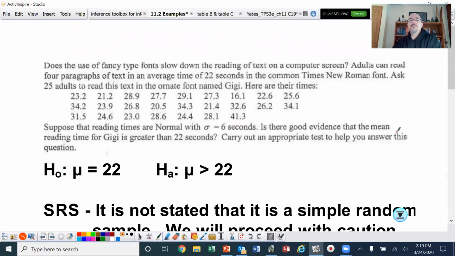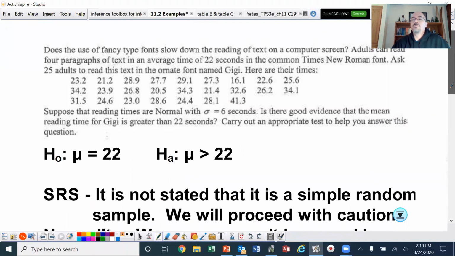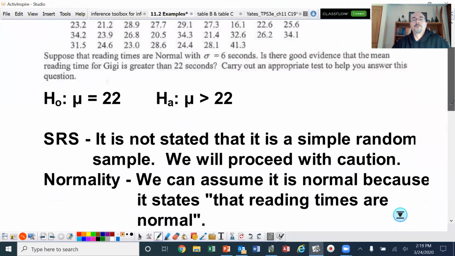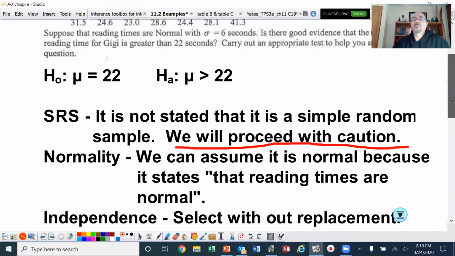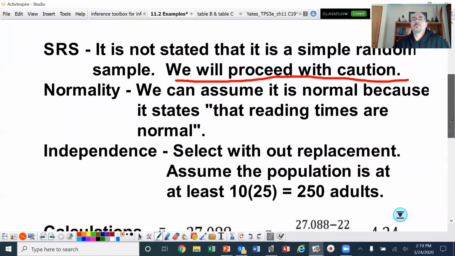All right, here's another one. Okay, I'm going to scroll through it fairly quickly. Pause if you need to. Oh, notice it did not say it's a simple random sample, so look what we wrote. Okay, look at what I wrote for normality. Remember, if it says it in the problem, you do not have to draw a picture or say anything else. You just need to say, it says that it is a simple random sample, and that it is normal. It is not a simple random sample. It doesn't say that.